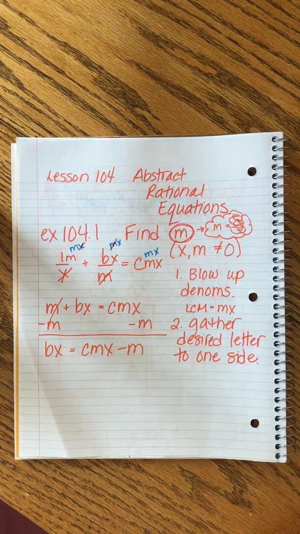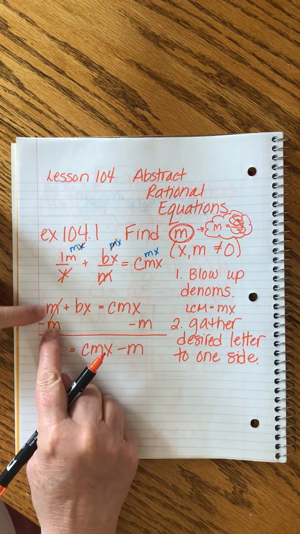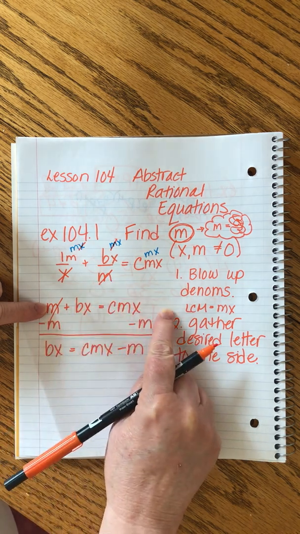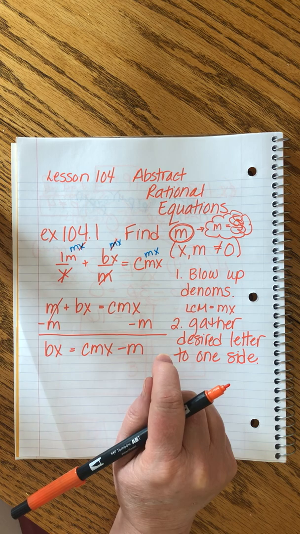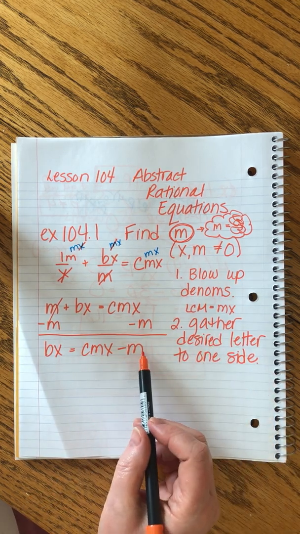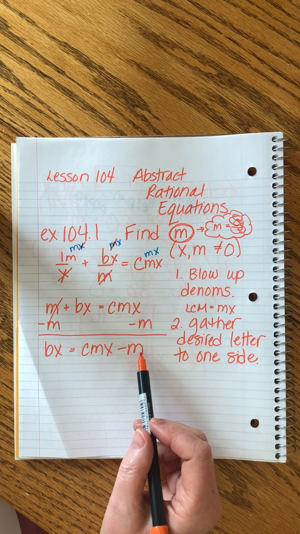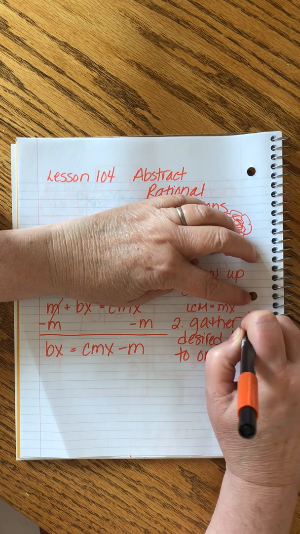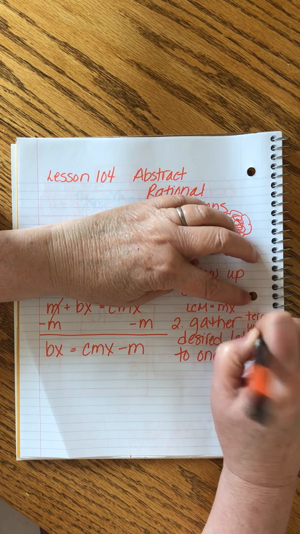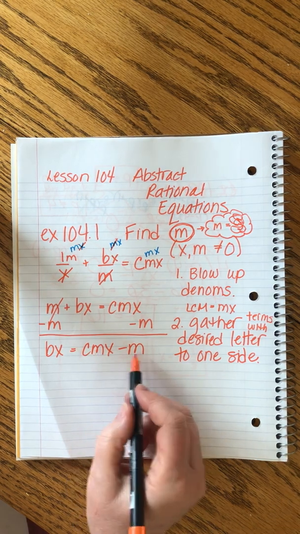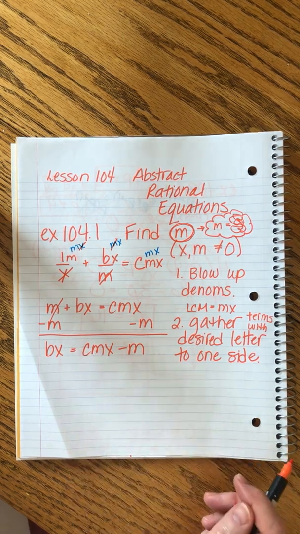P.S. Spoilers. You can do this any way you want. Like we could have decided, no, we want the m over here. Let's bring the cmx over to this side and move the bx over there. That's fine. You can do it however you want. There are no rules on that. We just want all the terms that have, I should write this, gather terms with desired letter to one side, right? Because we can't just pluck out the m's. We have to take the whole term.